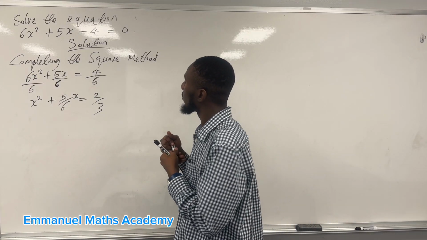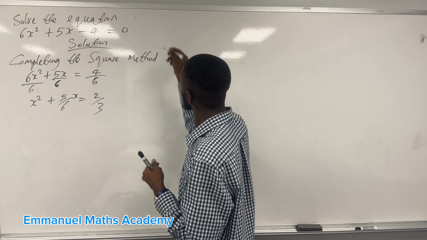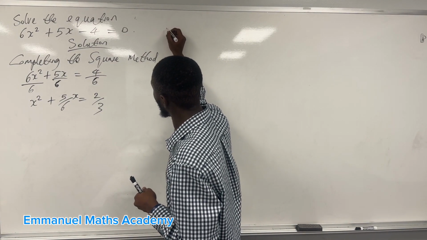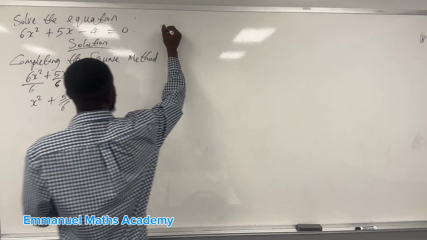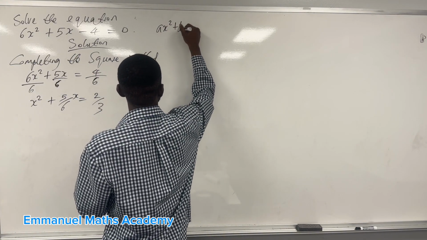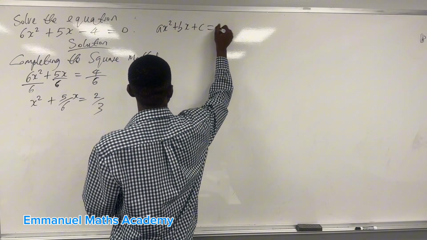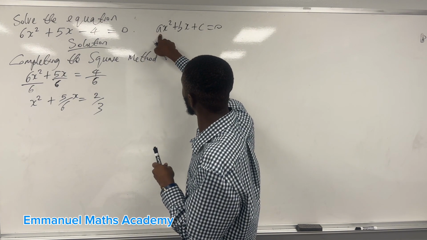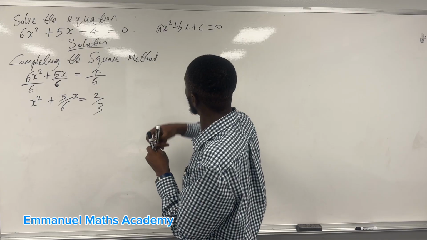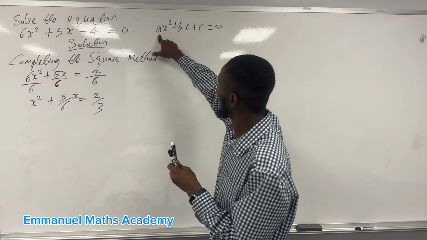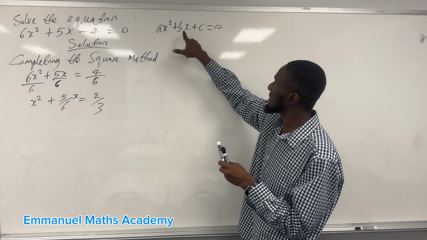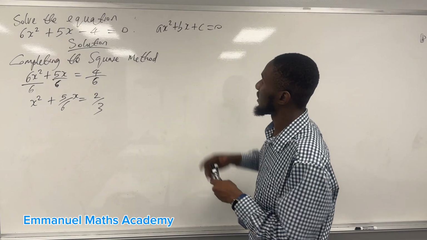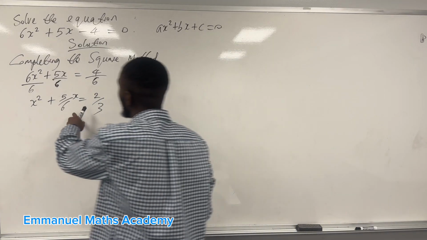Remember that the general form of a quadratic equation is, let me write it here, ax squared plus bx plus c equal to 0. Meaning that whatever you have as a coefficient in front of x squared is your a, in front of x is your b, then the constant is your c, then you now have 0. So from here, our b is what?